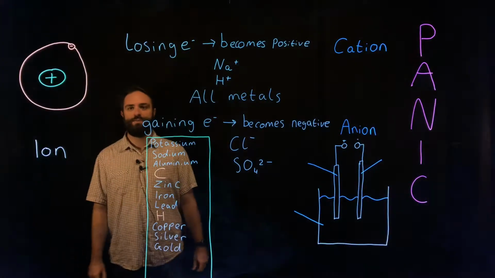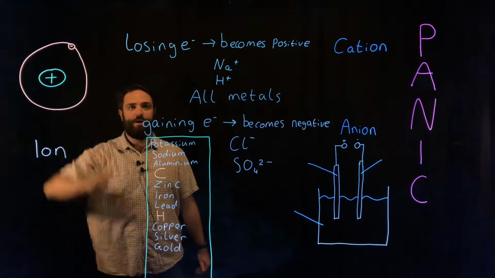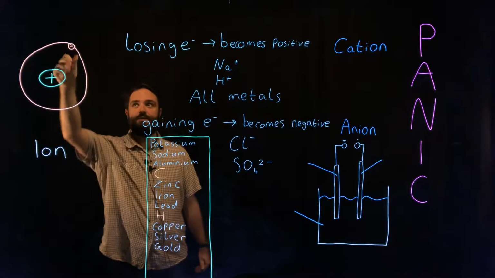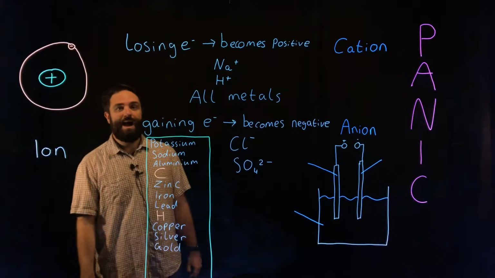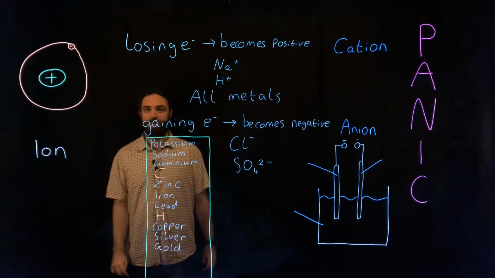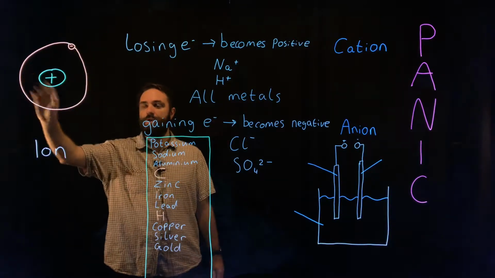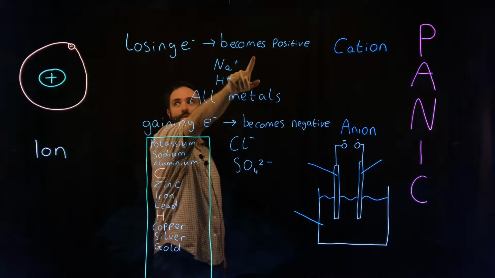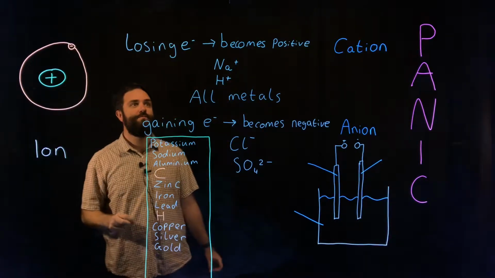Introduction to electrochemistry. Atoms are made of the positive nucleus surrounded by the negative electrons. An ion is what happens when we lose or gain electrons. If you lose this electron, you end up becoming positive because all you have left is the positive nucleus.